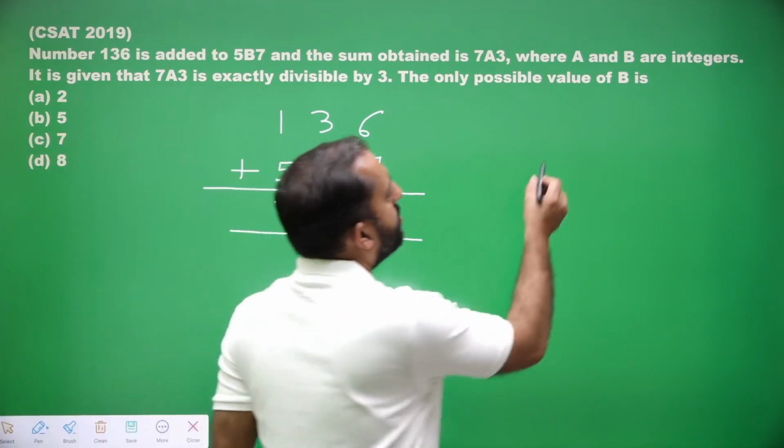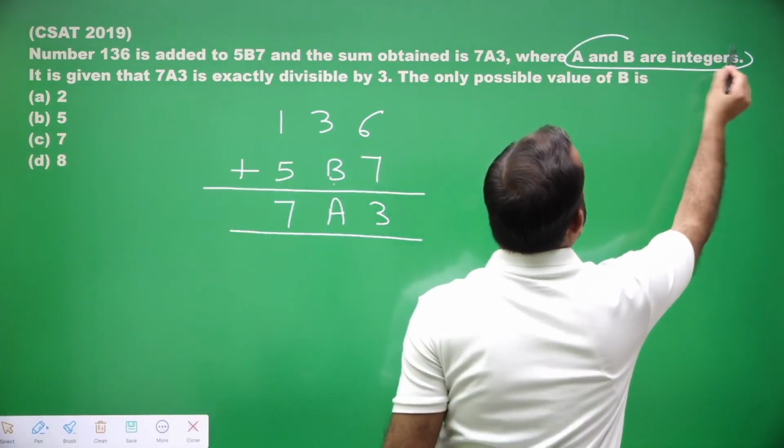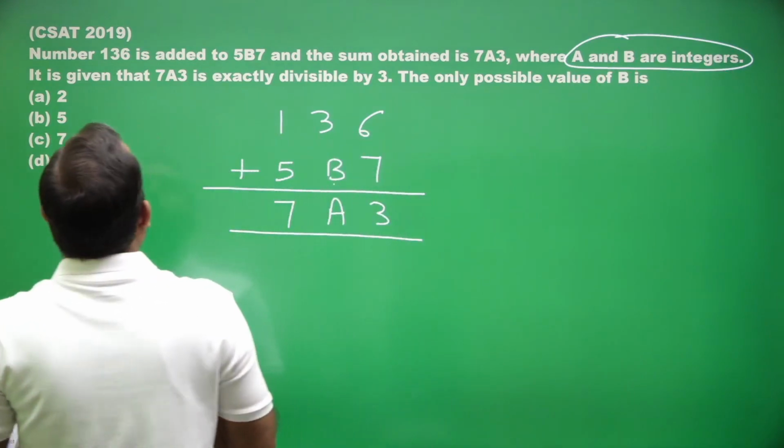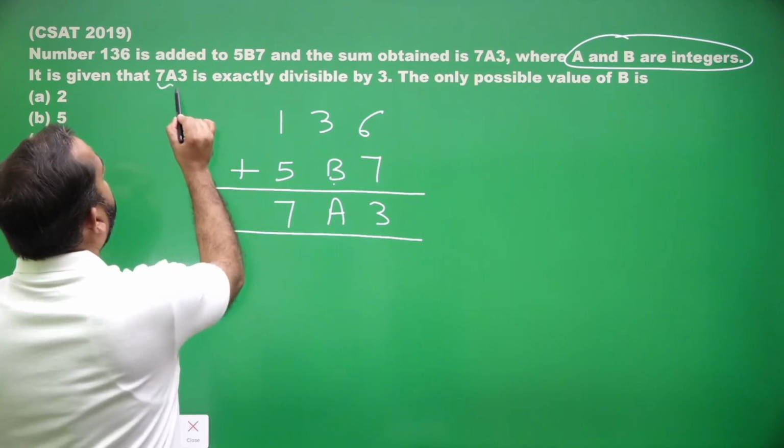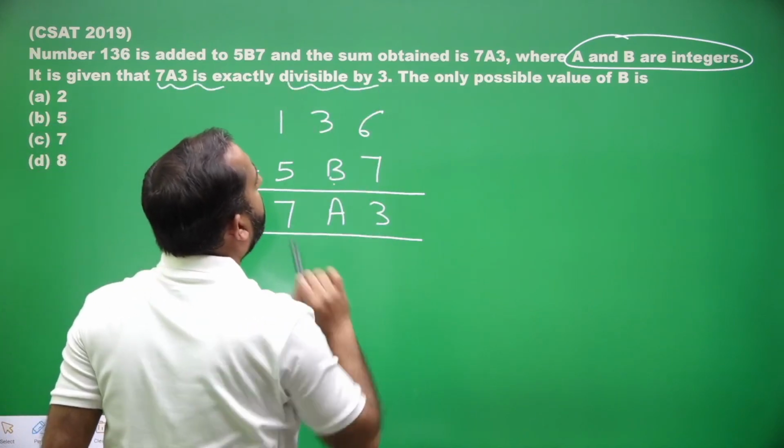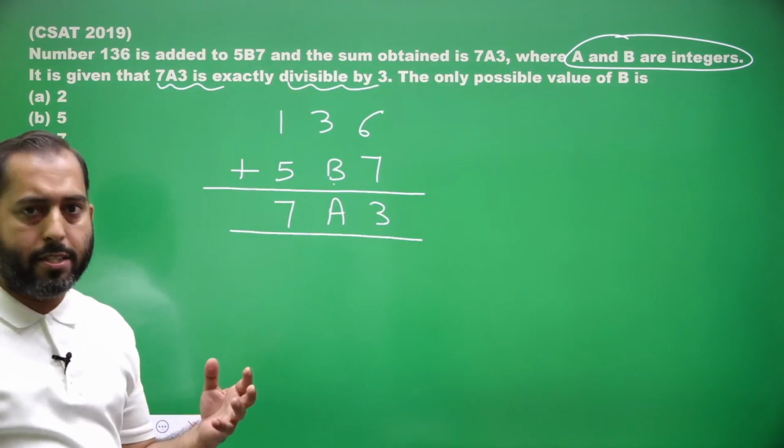Now I know what a and b are. A and b are integers. It is given that 7a3 is exactly divisible by 3. The only possible value of b is?